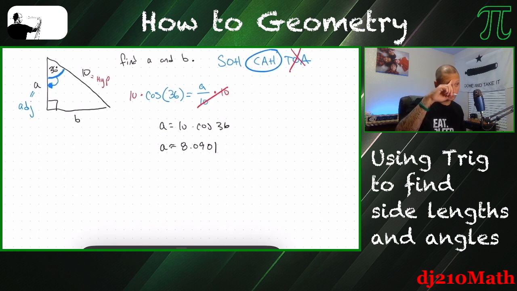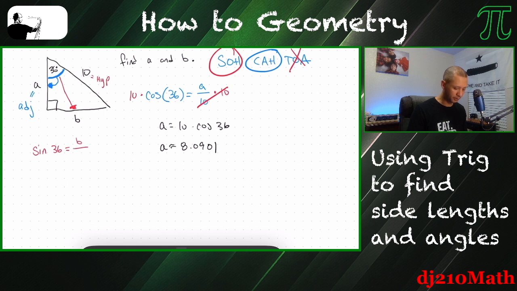Moving right along, let's try to find B. Again, in terms of SOHCAHTOA, opposite and hypotenuse. In reference to 36, B is opposite, so that means we're going to use sine. Sine of 36 is equal to B over, opposite over hypotenuse, so in this case, 10.